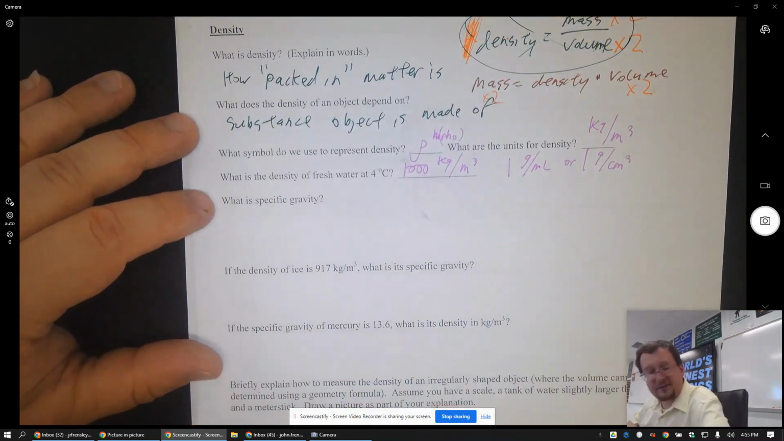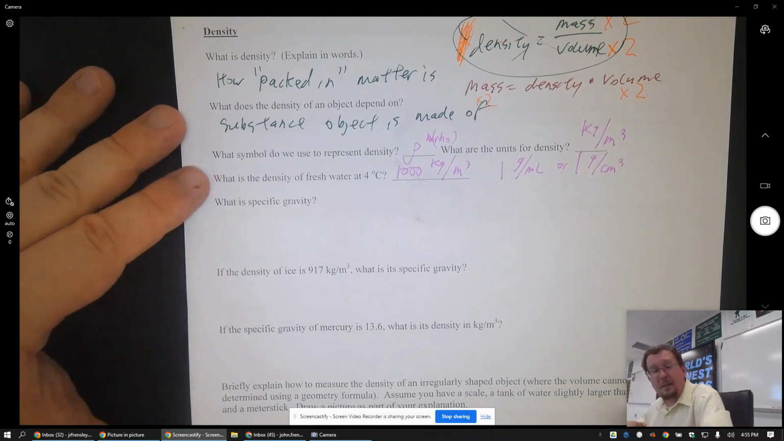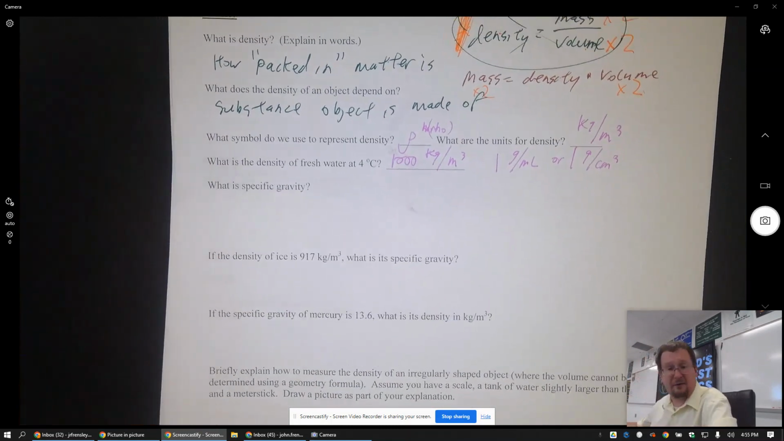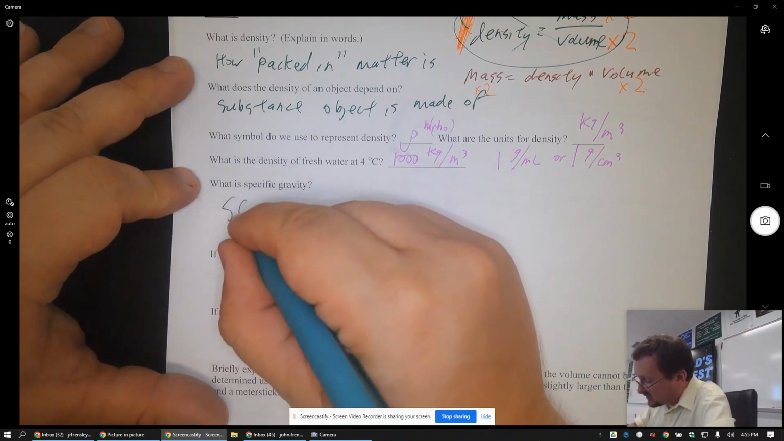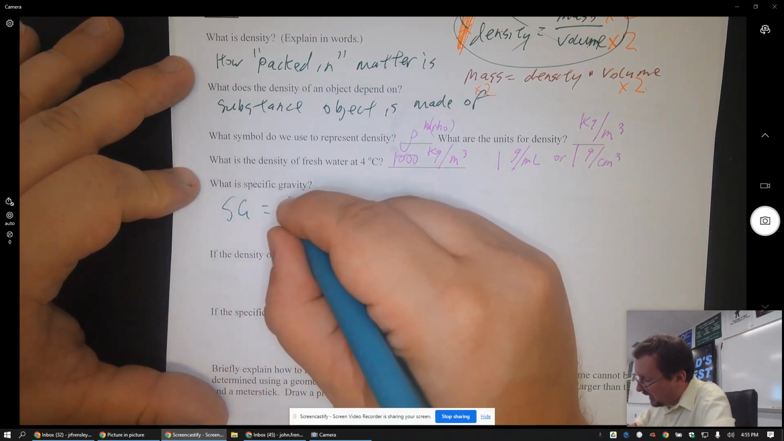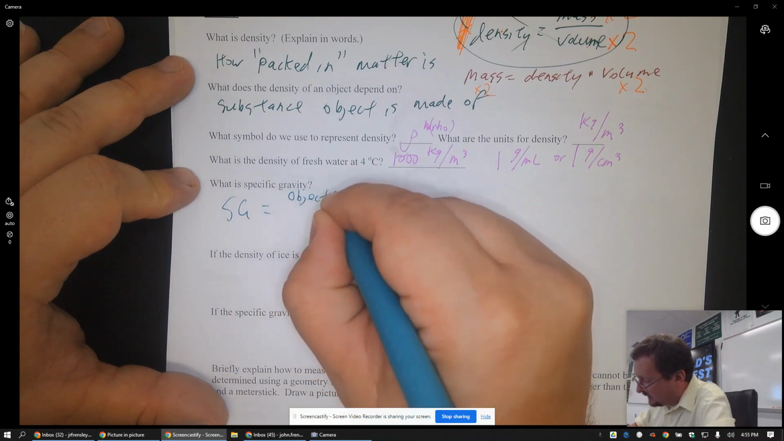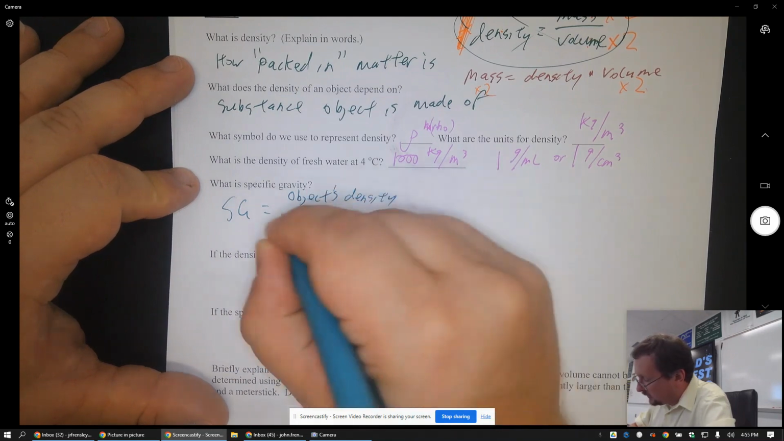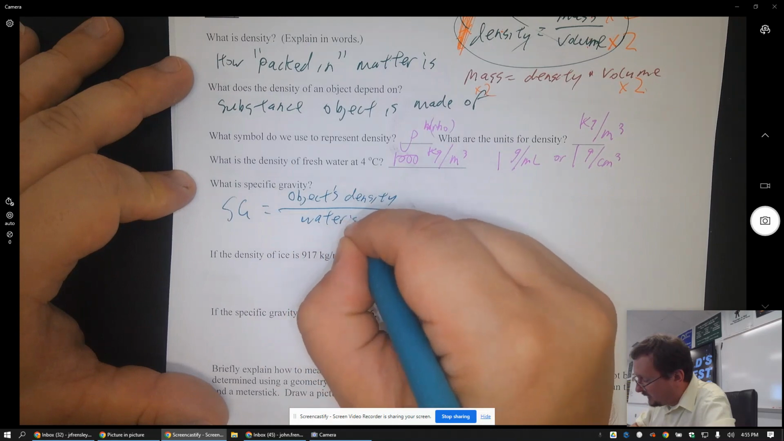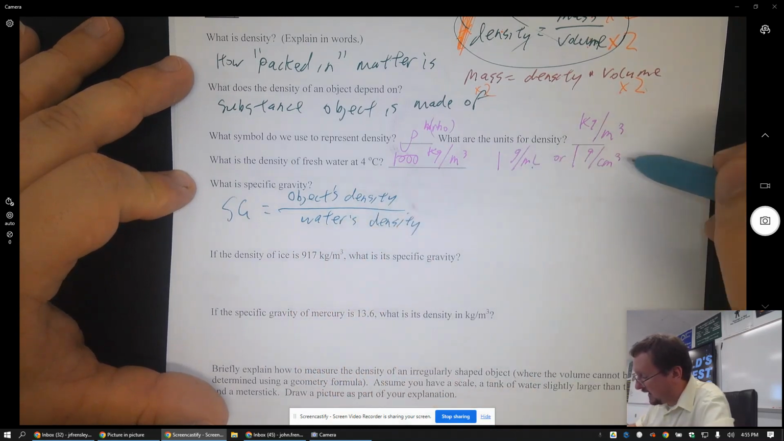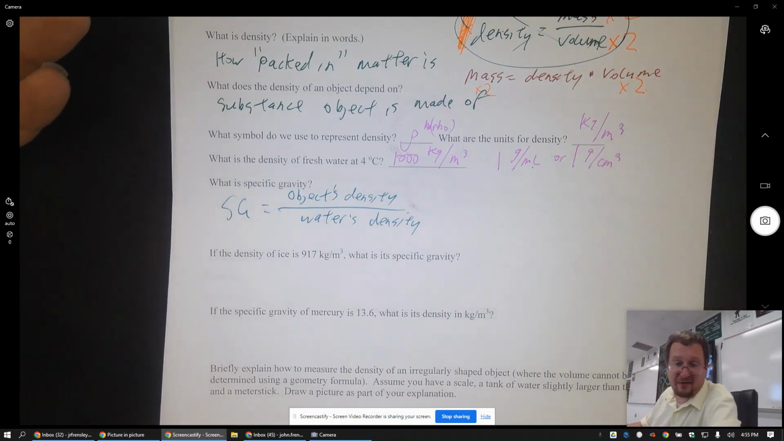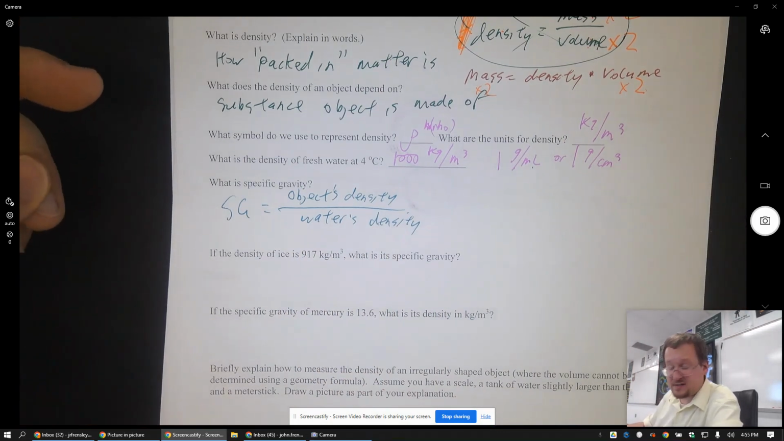I don't think the AP physics exam is ever going to mention specific gravity, but I want my students to hear about it for like 3 minutes, just so that they know what it is if they ever hear it in a future physics class. So specific gravity, and I just call it SG, is the ratio of the object's density to water's density. So if you measure your densities in grams per milliliter, grams per cubic centimeter, then the specific gravity is the same as the actual density of the object, right?